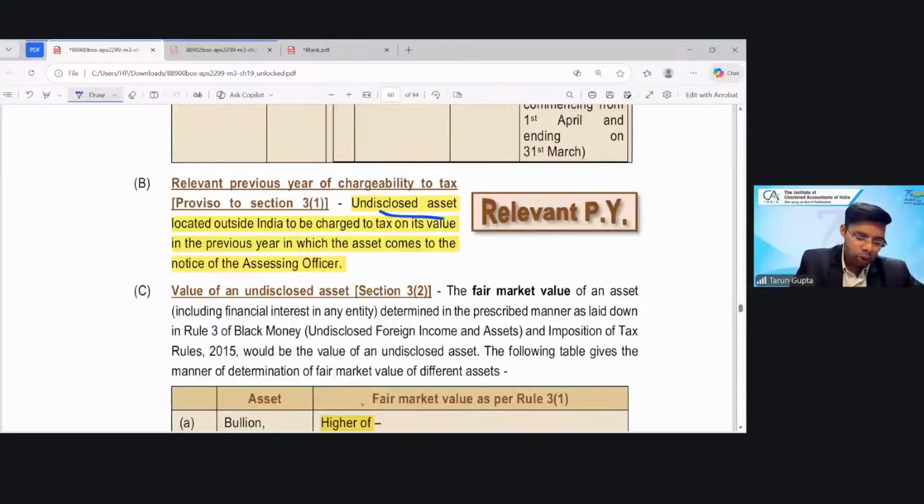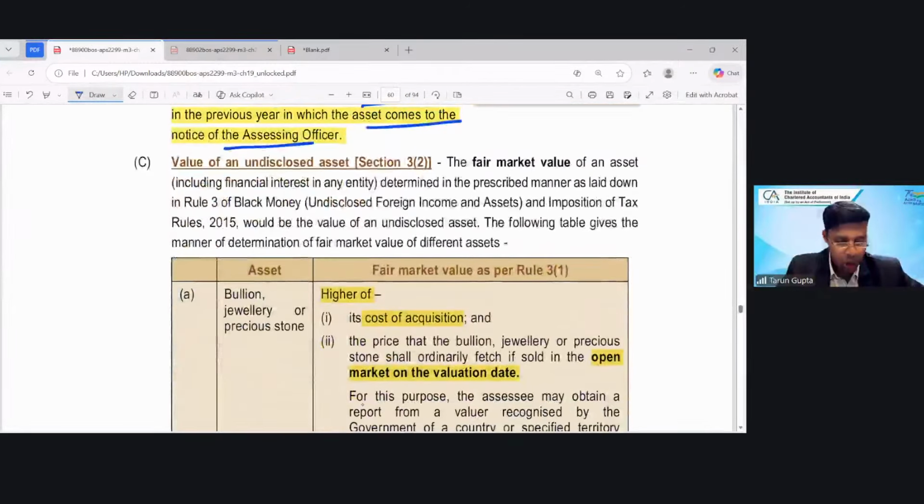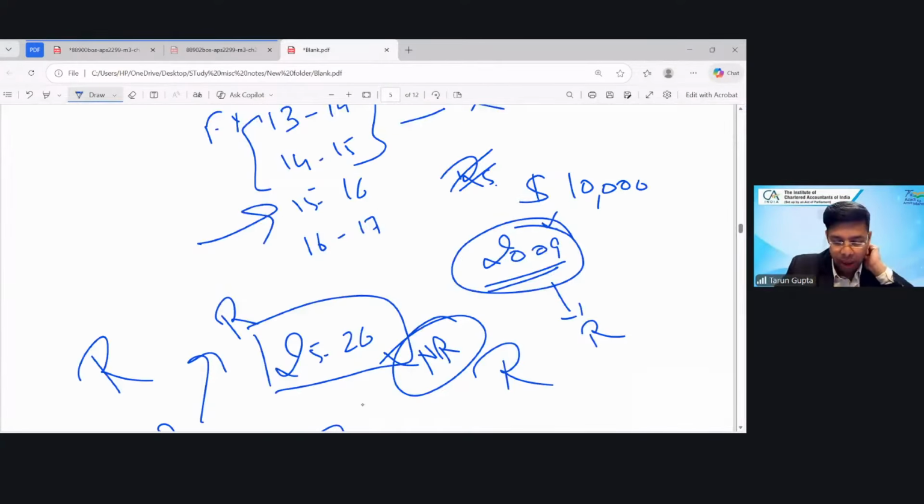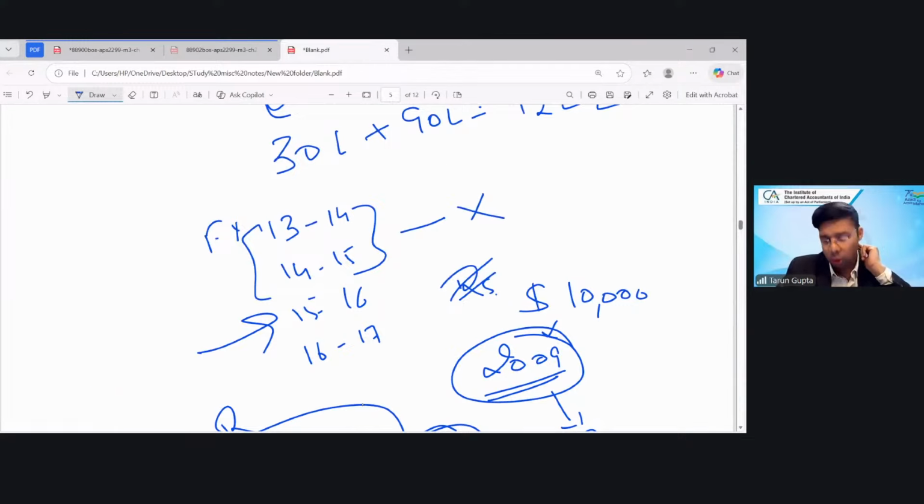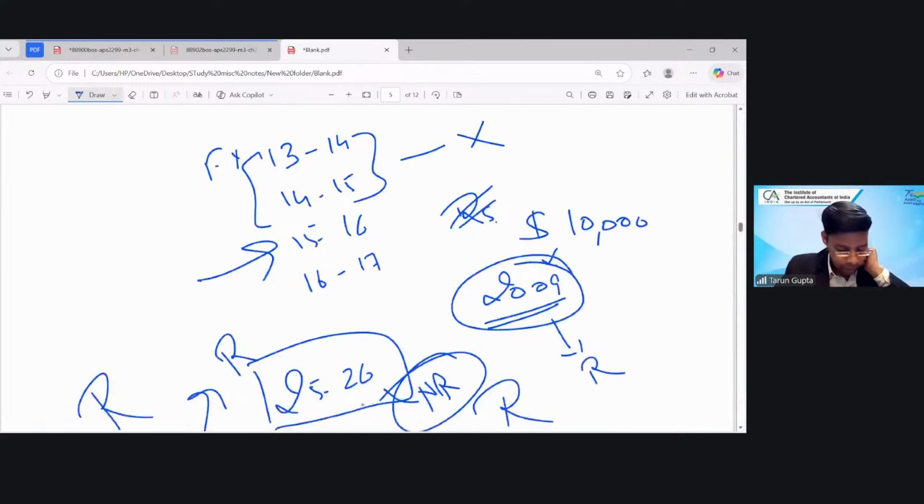Again, same thing. Undisclosed asset shall be charged to tax on its value in the previous year in which the asset comes to the notice of the AO. Okay, now the important thing: how do we compute the fair market value of the asset, the value of the undisclosed foreign asset on which tax is to be levied. So I told you there's a bungalow which he purchased for $10,000. So now he has to pay tax in the year 25-26. So on what value will he pay the tax?